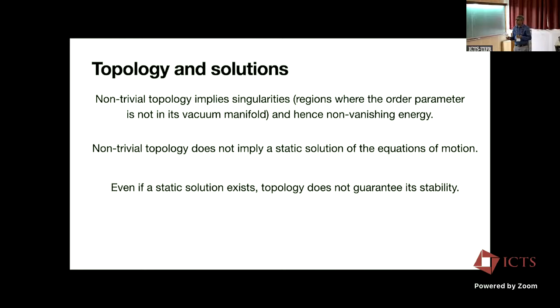However, non-trivial topology does not imply a static solution of the equations of motion. That you have to check separately, by solving the equation of motion. And even if a static solution exists, topology does not guarantee its stability. So you have to keep in mind that the only thing topology implies is that you can't be on the vacuum manifold everywhere.